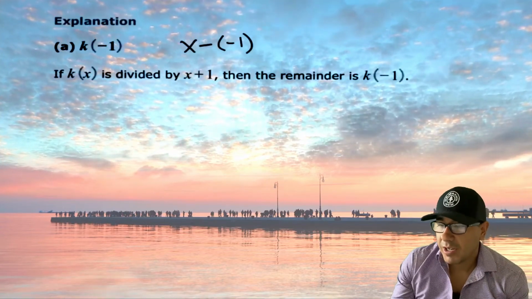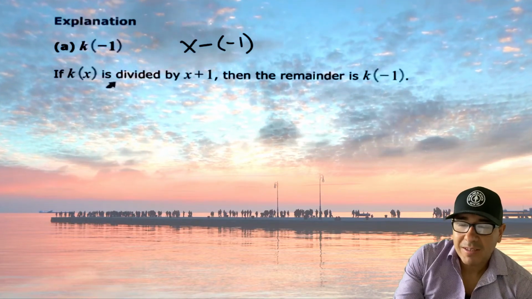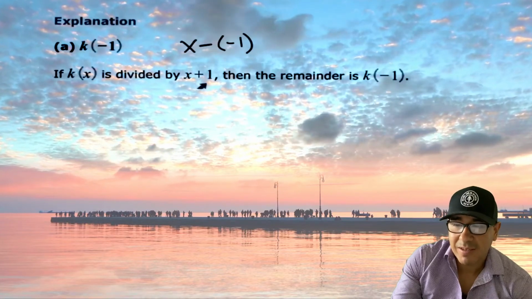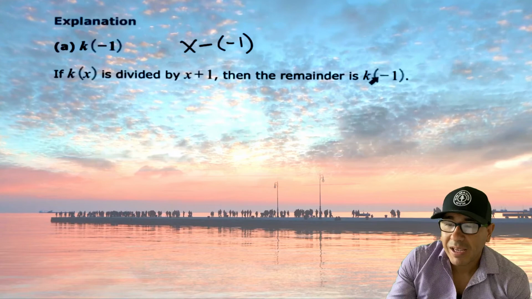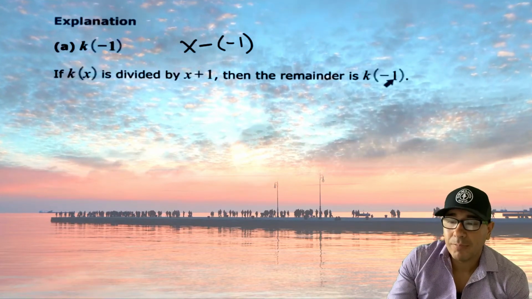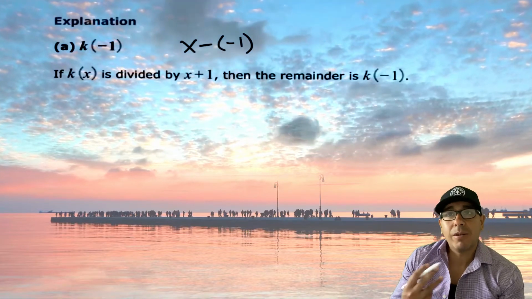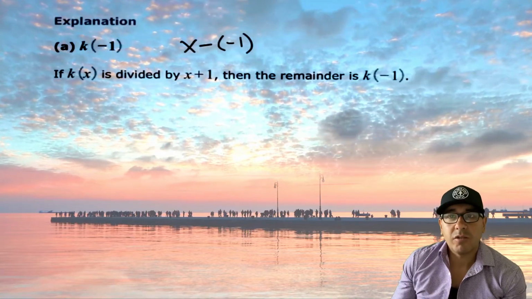-1. Well, check it out. A negative and negative is a positive. So when k of x is divided by x plus 1, because that turned into a plus, then the remainder is whatever we get when we enter in -1. There's going to be two ways, actually three ways, that we could find the remainder. Today we'll just be talking about two of those ways.